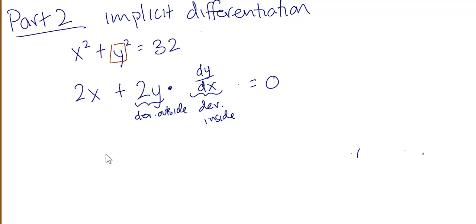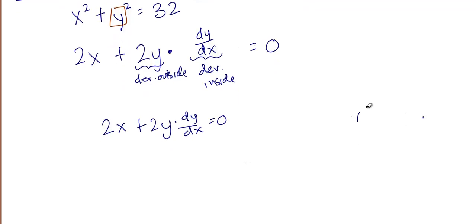So at this point, we have 2x plus 2y times dy/dx equals 0. This is called our implicit differentiation. At this point, because our final goal was to find dy/dx, we're now going to solve for dy/dx. To do this, we usually move all the terms that have dy/dx in them to the left side of the equation, move all the terms that don't to the right side of the equation.